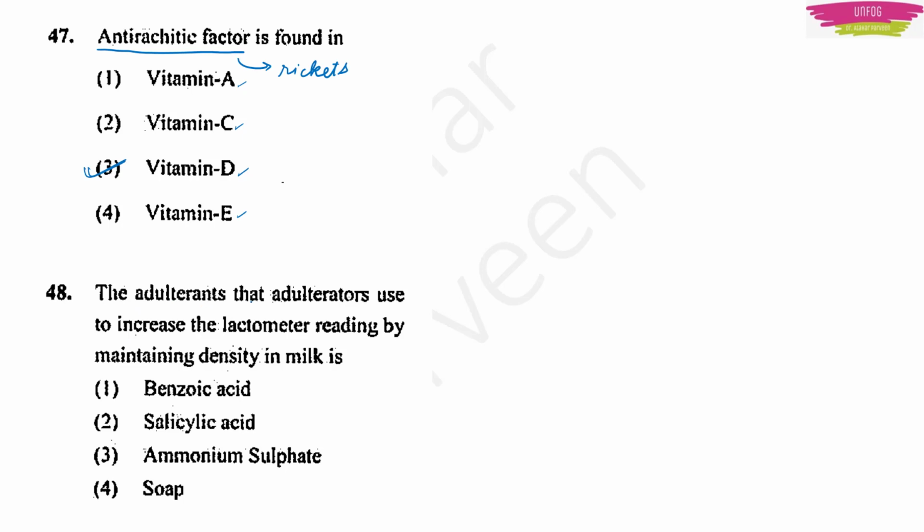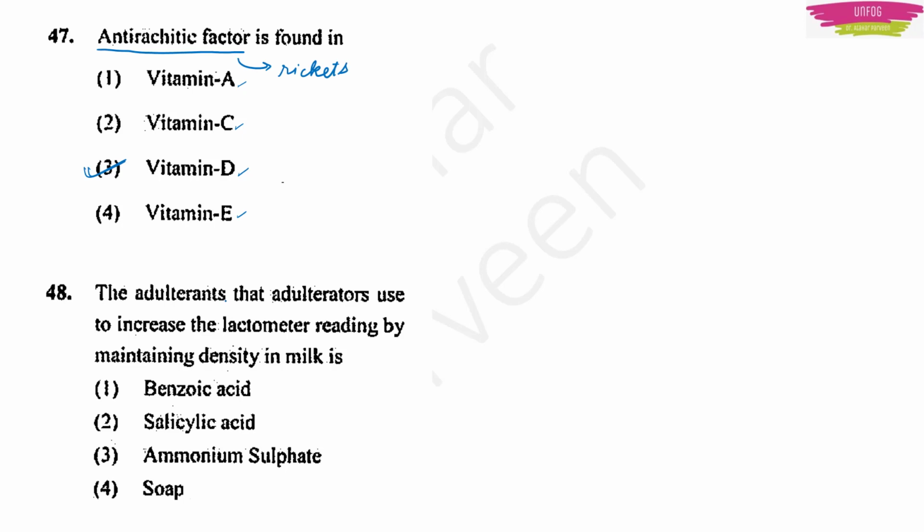Next question, the adulterant that adulterators use to increase the lactometer reading by maintaining the density in milk is option 1 benzoic acid, option 2 salicylic acid, option 3 ammonium sulfate, and option 4 soap. So adulterant means some kind of foreign material which is not supposed to be used in any kind of substance. Like we have milk. For example, one of the common adulterants in milk is water. They add water to the milk to increase the quantity of milk. Okay, so they can sell more milk, right? So the most common adulterant example that I can give you is water.